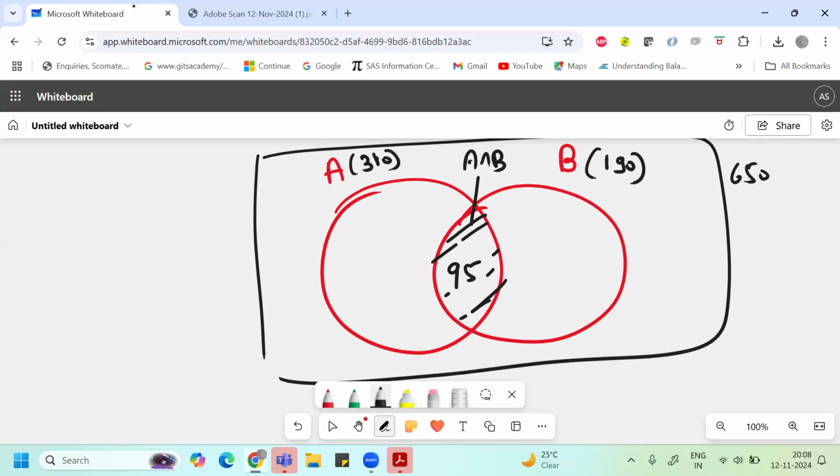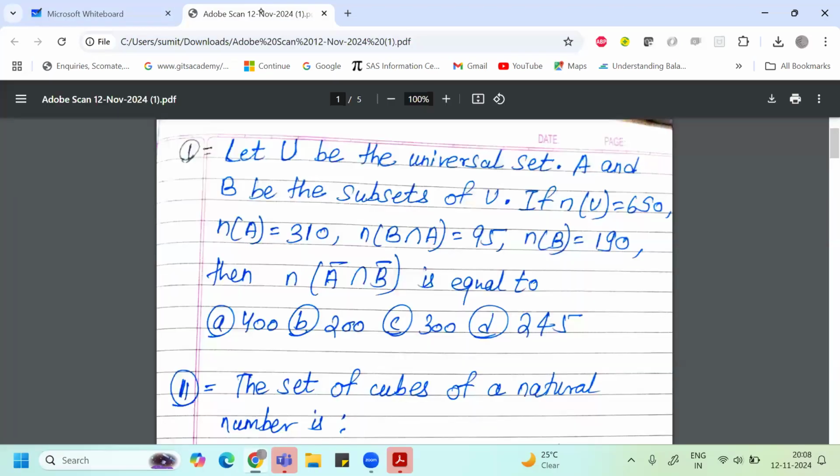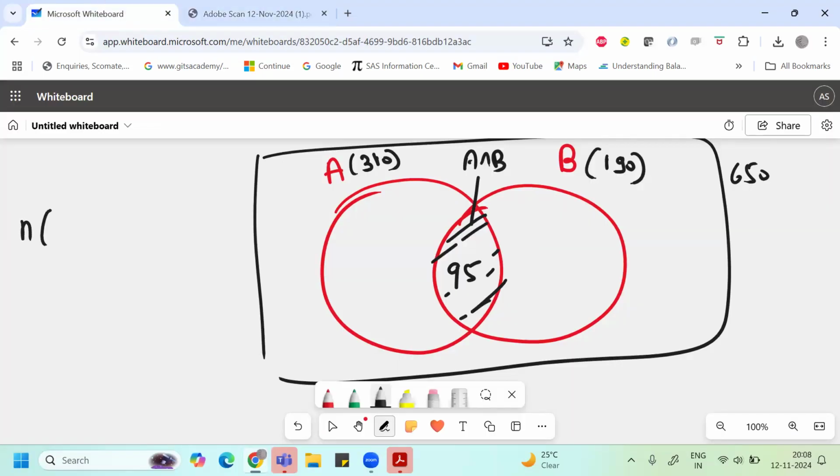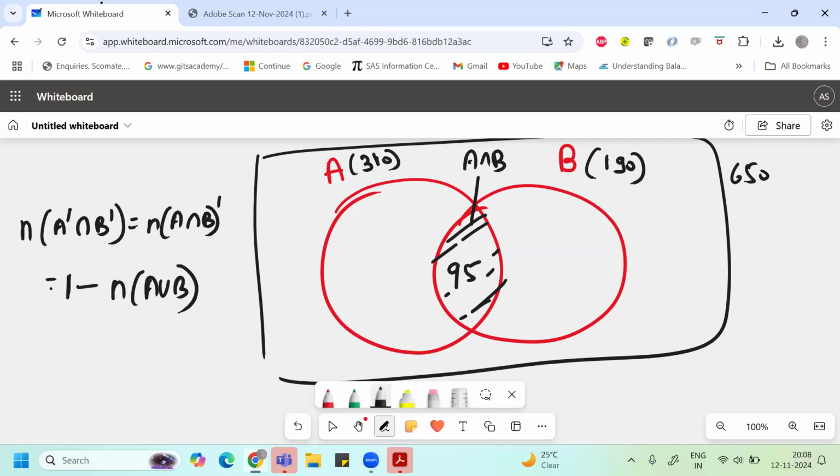Then they're asking you the number of elements which are not part of A and B. I hope you know De Morgan's law. So n of complement of A intersection complement of B is nothing but n of complement of A union B, which is n of U minus n of A union B. So you can use the basic calculation of De Morgan's law and tell me the answer.